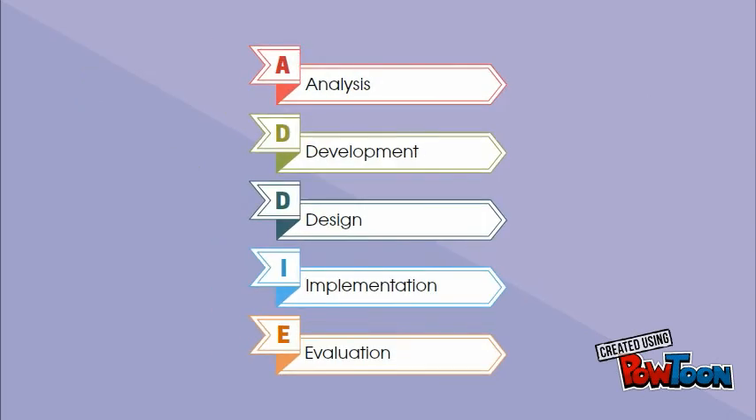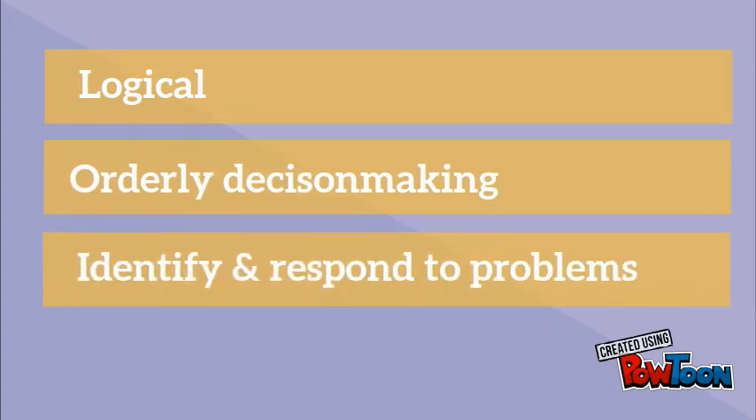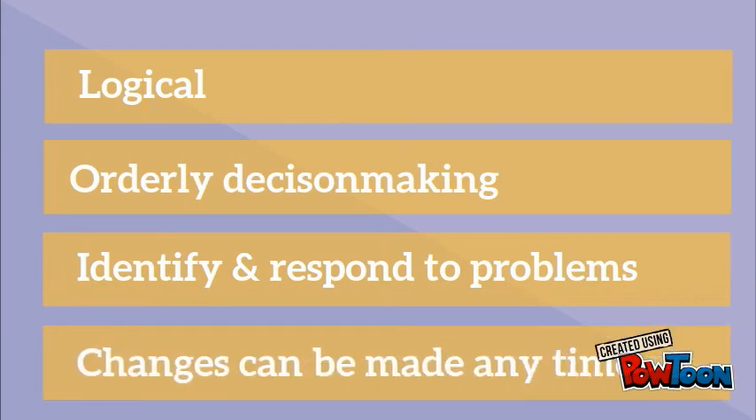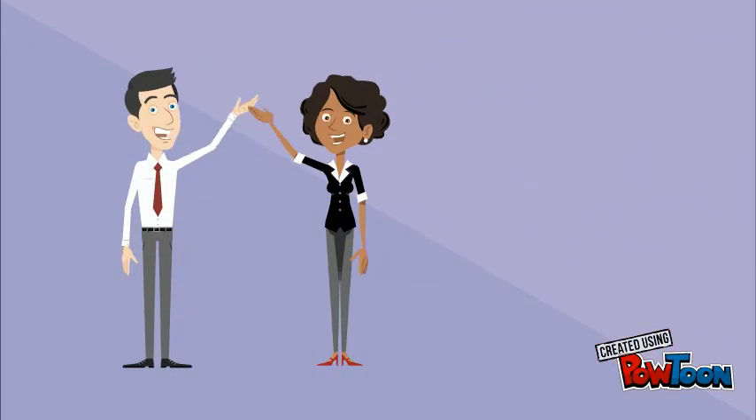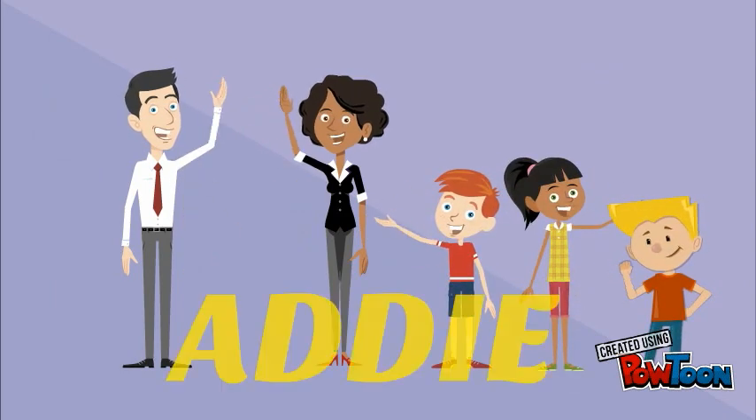The ADDIE model is easy for designers to use because it's very logical, and it provides a roadmap of orderly decision-making. It allows the users the ability to identify and respond to any problems that may arise during the development of their lesson. It also allows changes to be made during any point in the process. Designers and learners can benefit from lessons that were created using the ADDIE model.